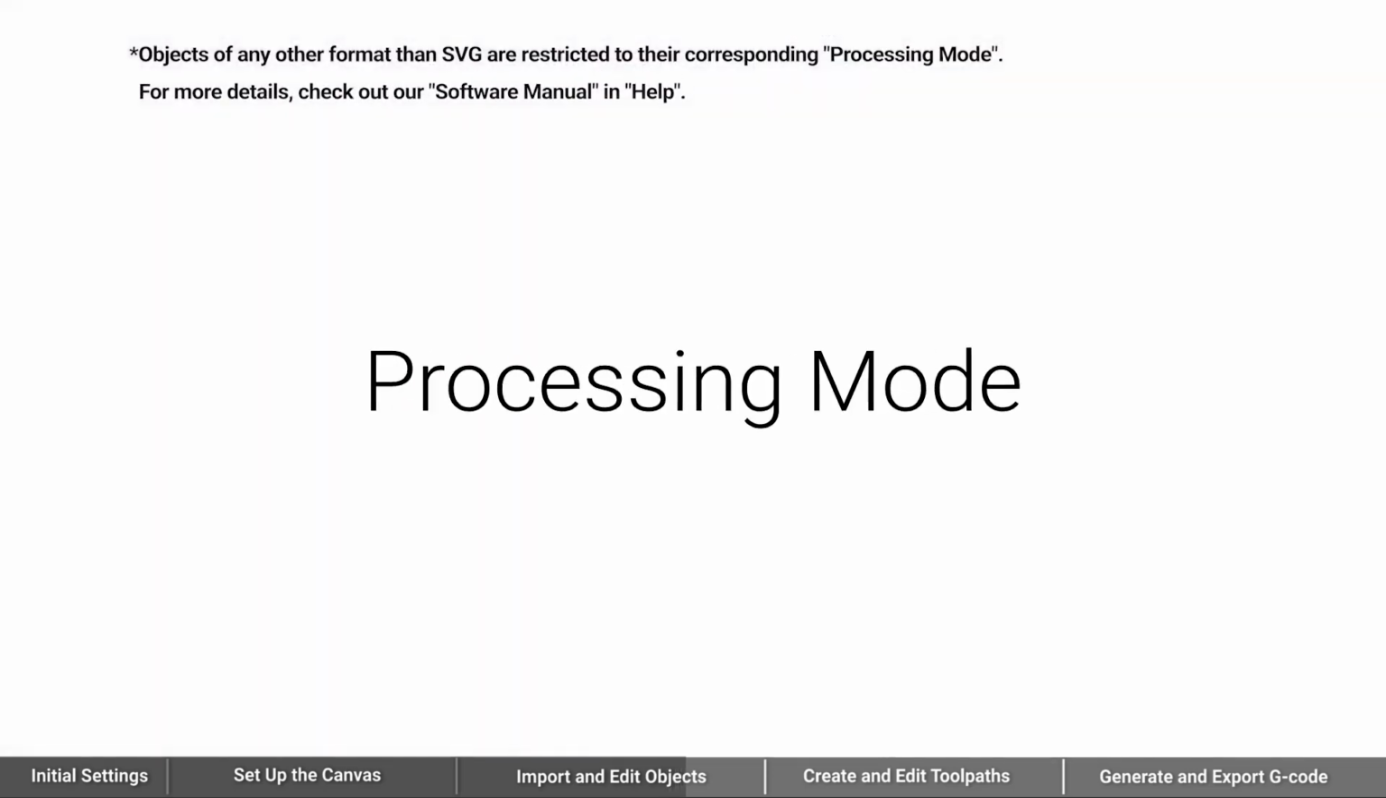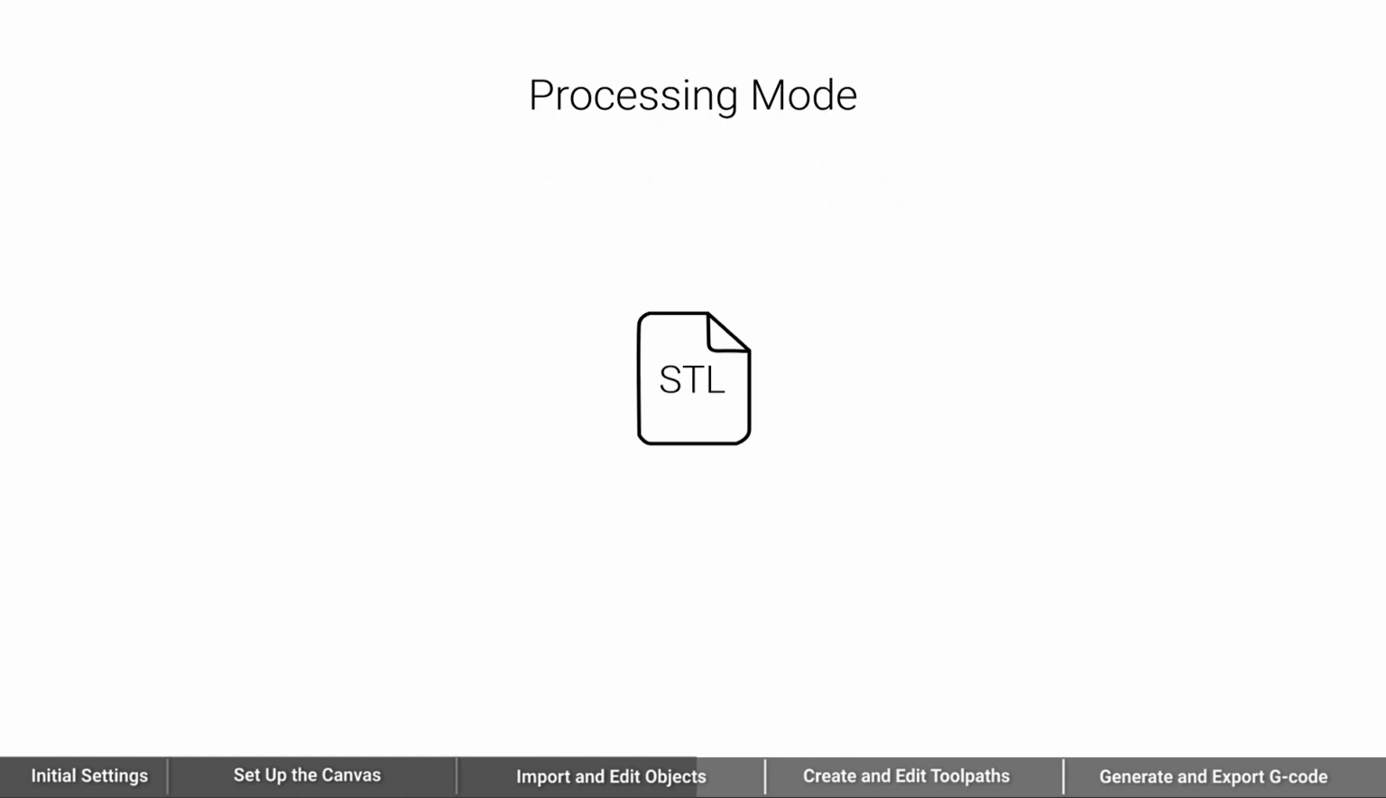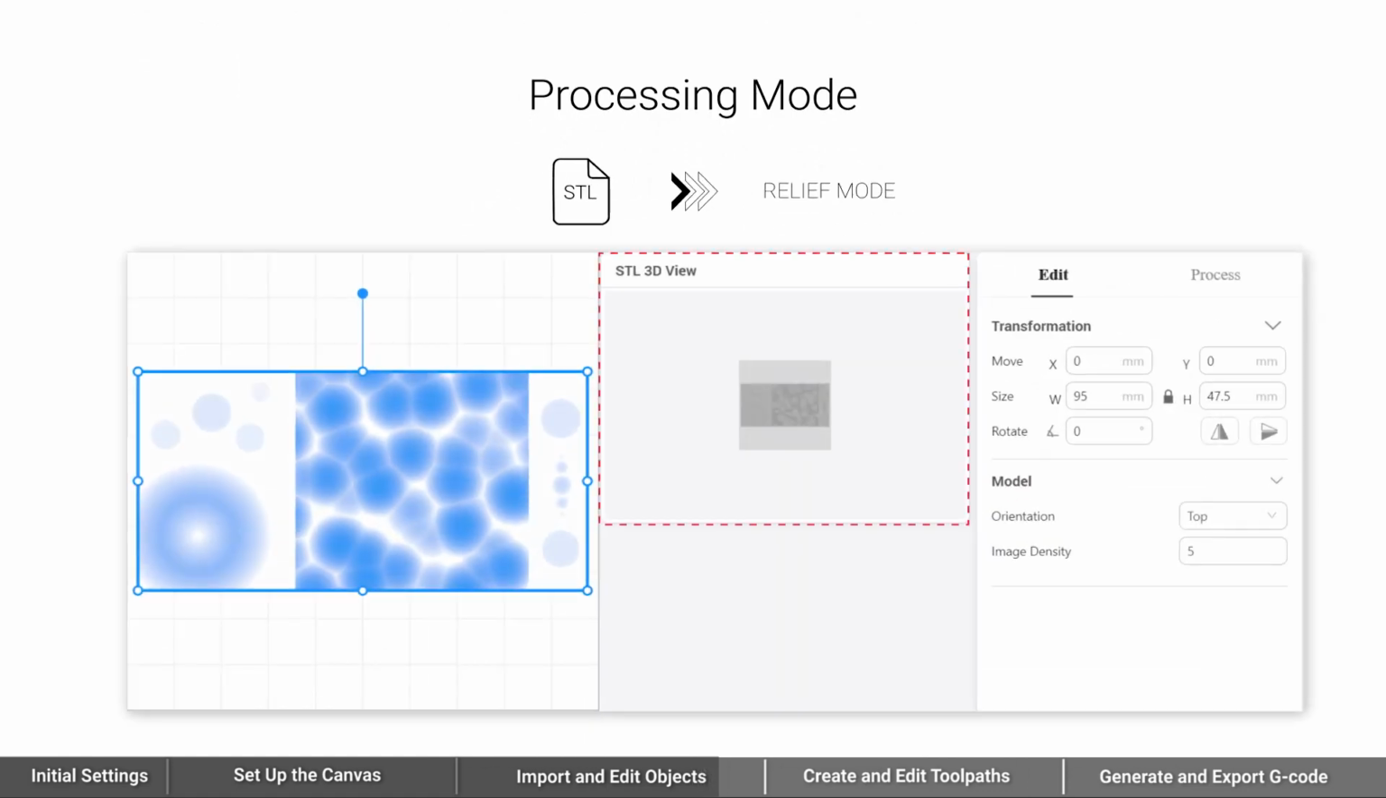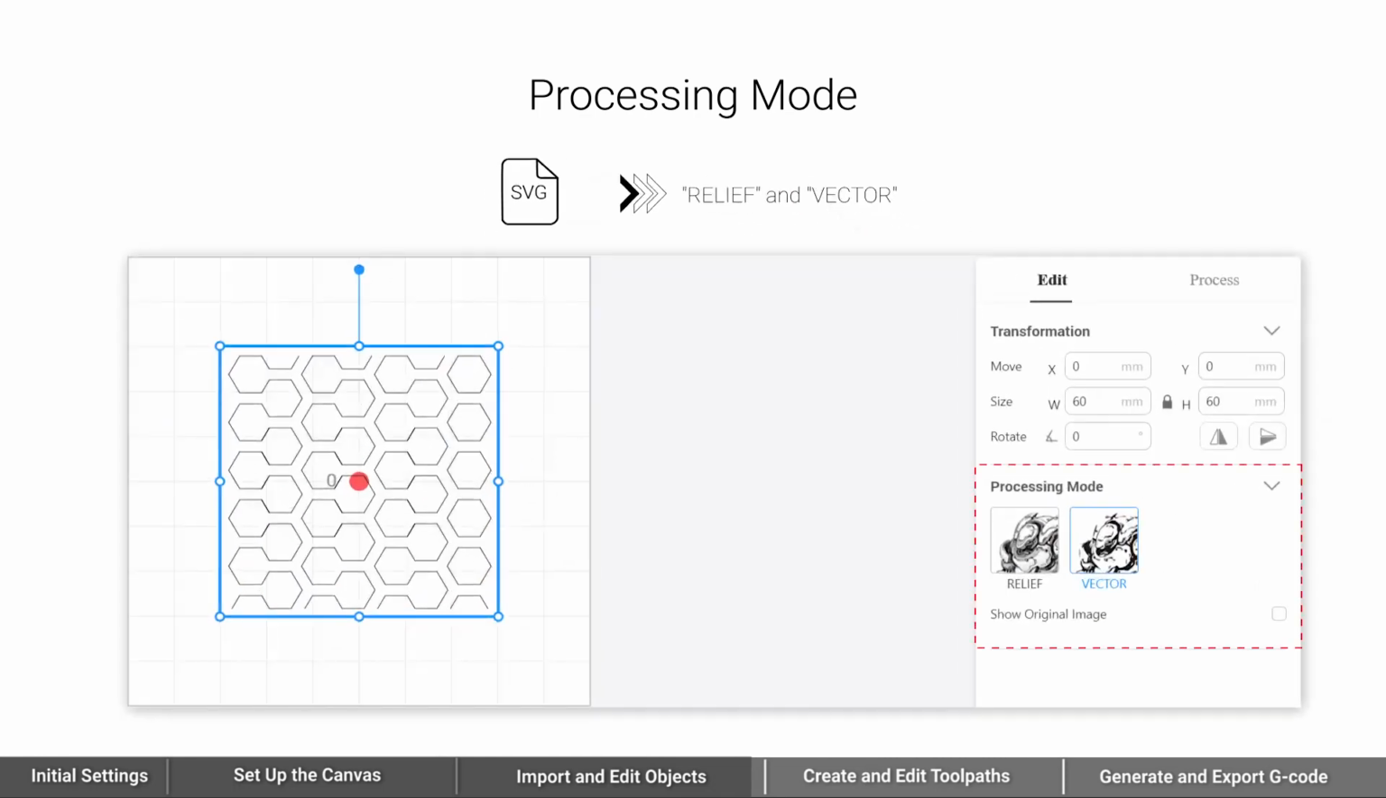Before proceeding to the next step, you need to determine the processing mode for the object. Take the STL object we just imported, for example. It will be matched with the corresponding processing mode by Luban. For SVG objects, you get to choose Relief or Vector mode.